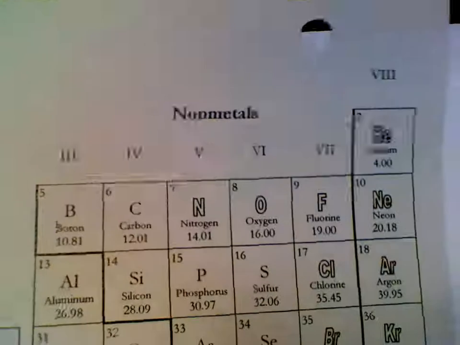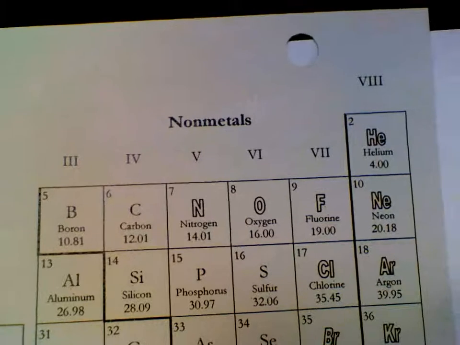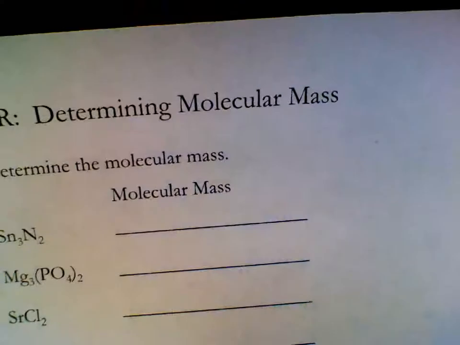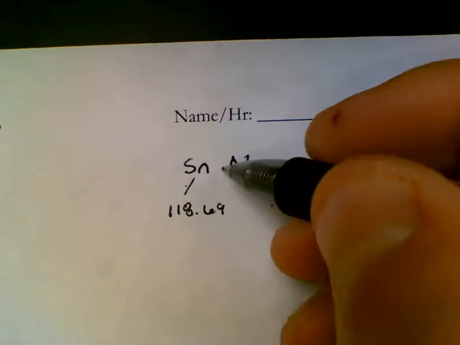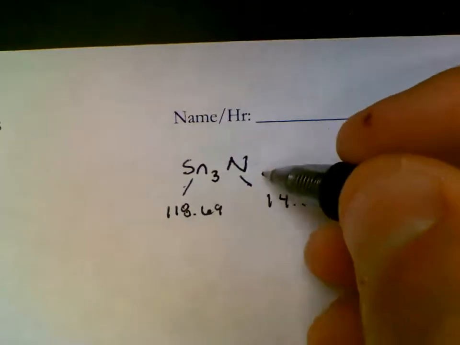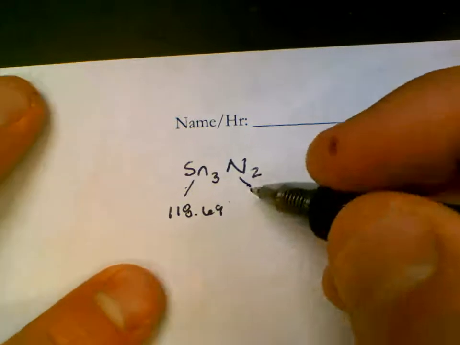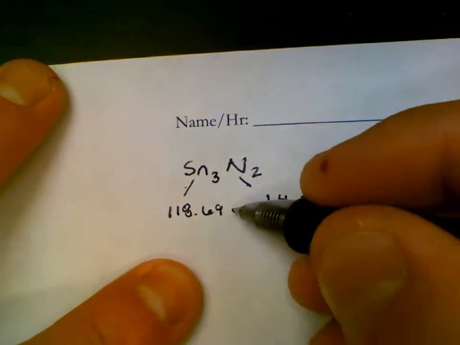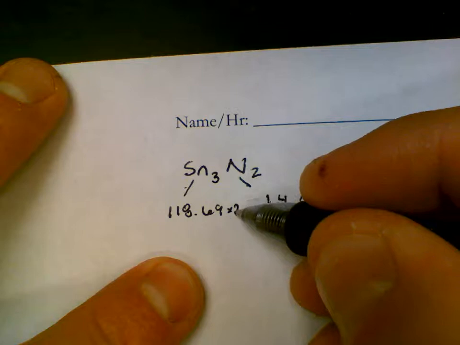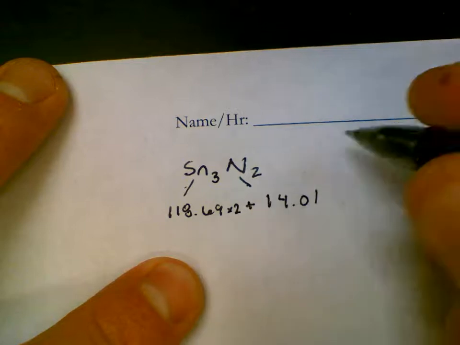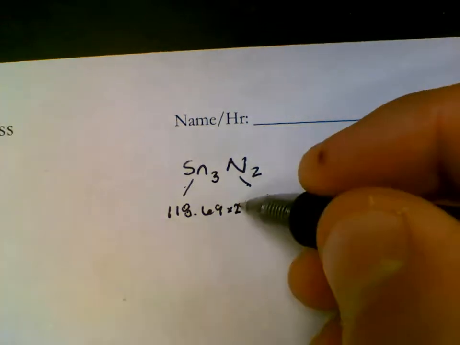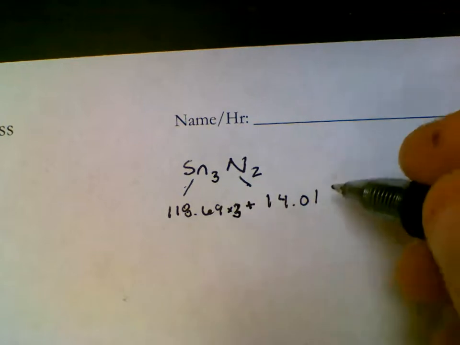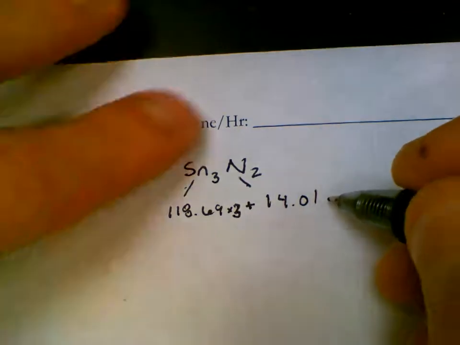As I was saying, we can find nitrogen's atomic mass to be 14.01. Using these two values and the subscripts in the formula, so tin subscript is 3, nitrogen is 2, I'm going to take the 118.69 times 3, excuse me, and add it to the 14.01 times 2.